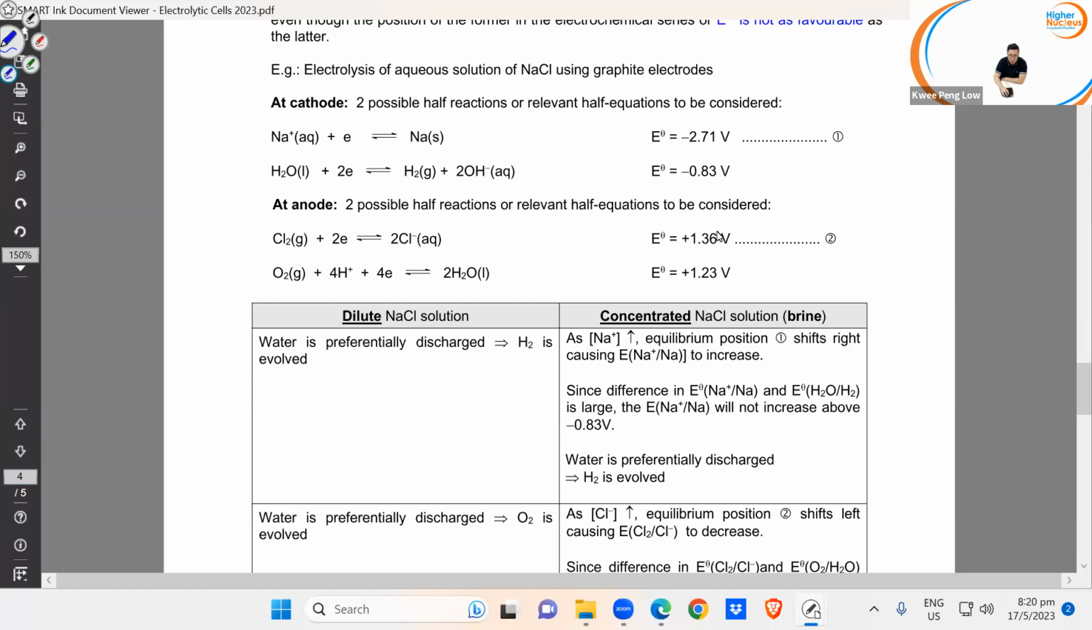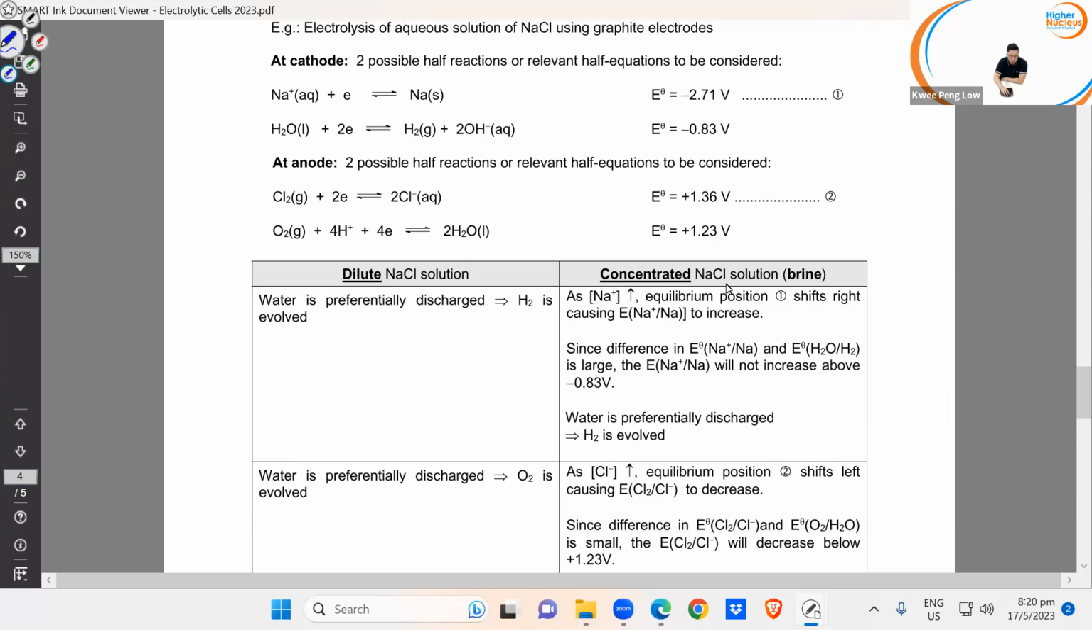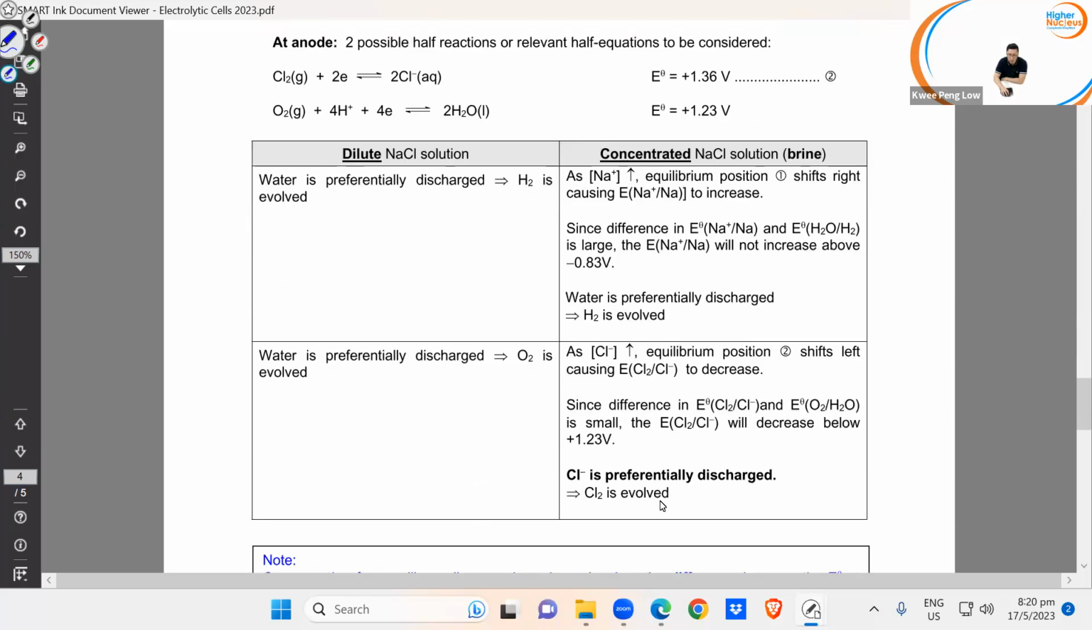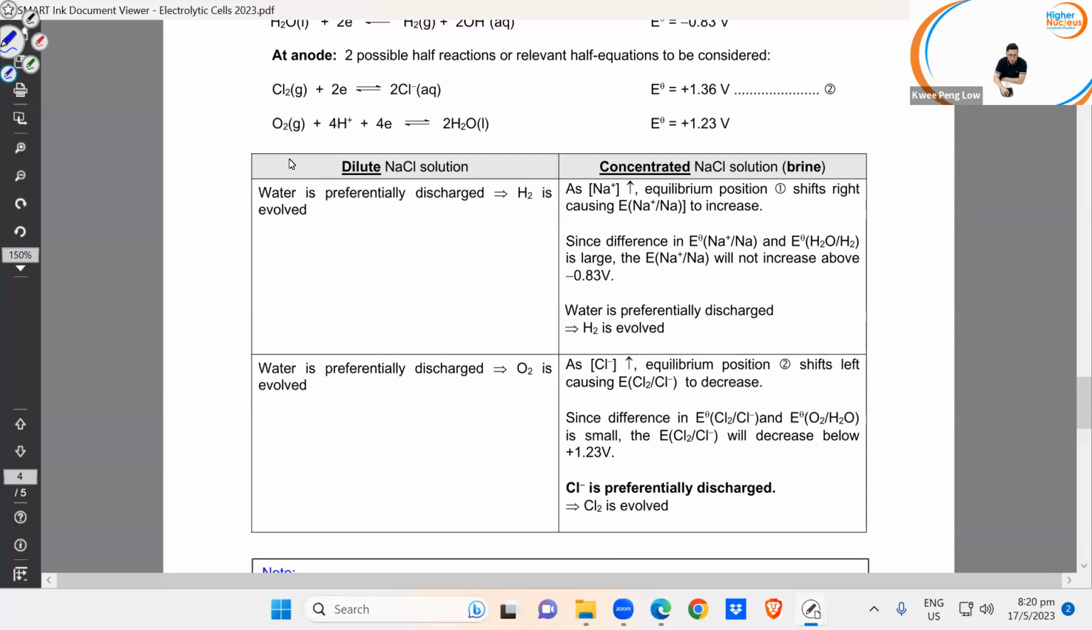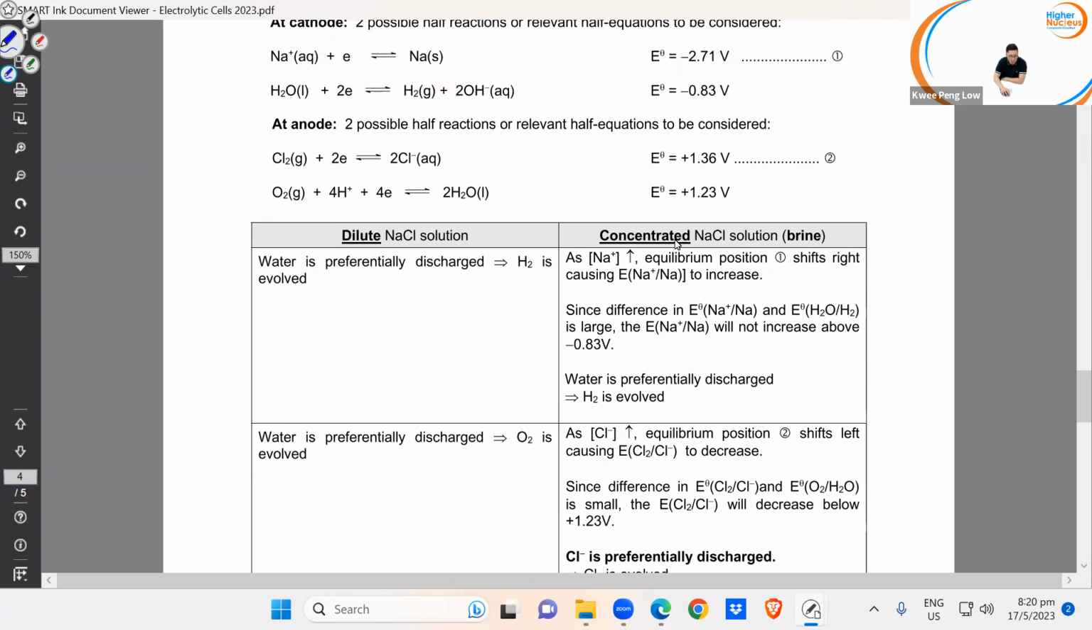Now, because the difference between these two values is very small, this plus 1.36, as it starts to become less positive or drop, there's a high chance that it can drop below plus 1.23. Hence, chloride will be chosen to be oxidized at the anode instead of water. And this is indeed the case for concentrated sodium chloride. So for concentrated sodium chloride, your chloride is oxidized preferentially over your water to form chlorine gas. Understand? So this concentration factor affects your anode because the difference between these two values is actually very small.